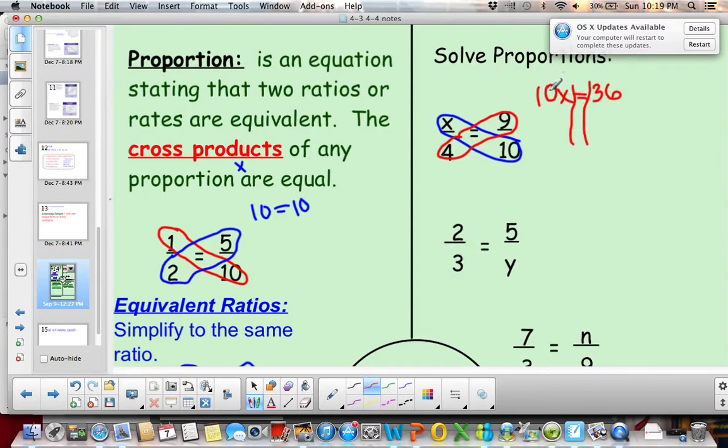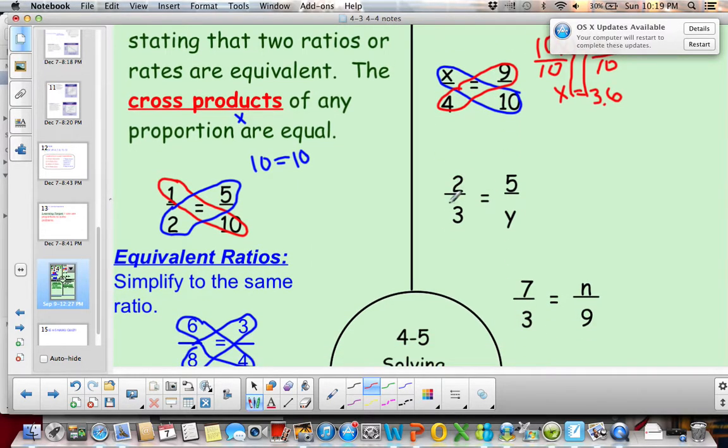And we know that since x is being multiplied by 10, we can do the opposite. Divide both sides by 10. And then we get x equals 3.6. And then we can check it. 4 times 9 equals 36. 10 times 3.6 equals 36. Or we can do 3.6 divided by 4 in our calculator, and it should come out to be the same as 9 divided by 10.